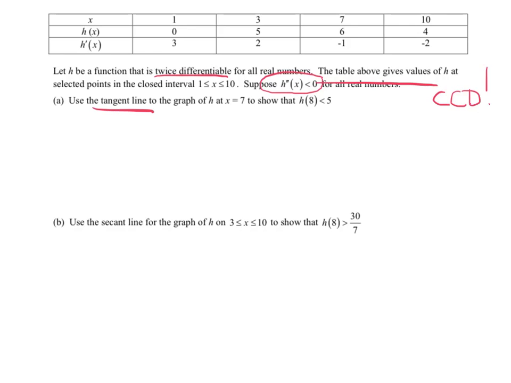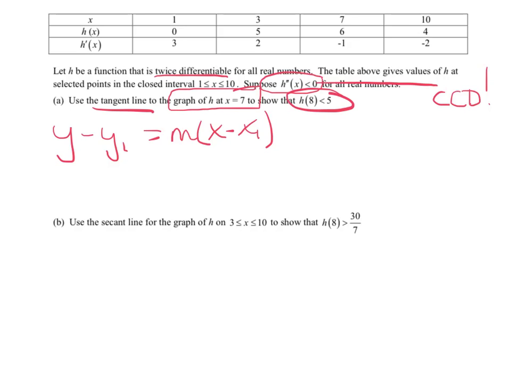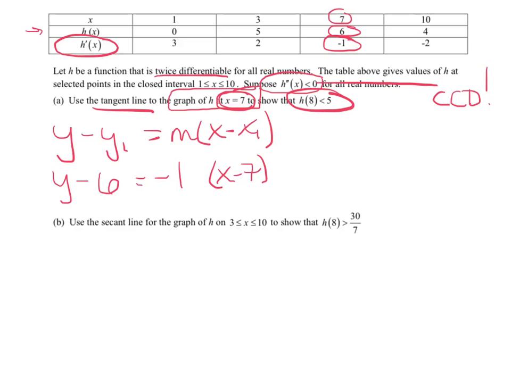All right, use the tangent line. I stop there. y minus y1 equals m times x minus x1 at x equals 7 of h to show that h of 8 is less than 5. All right, so what are they saying? They're saying look at h, and they're saying the x value is 7. So if x is 7, I know my y value is 6. y minus 6 equals something times x minus 7. Now if I want the slope, I'm going to look at h prime at 7, and I'll see that my slope is -1. All right, tangent line perfectly done.